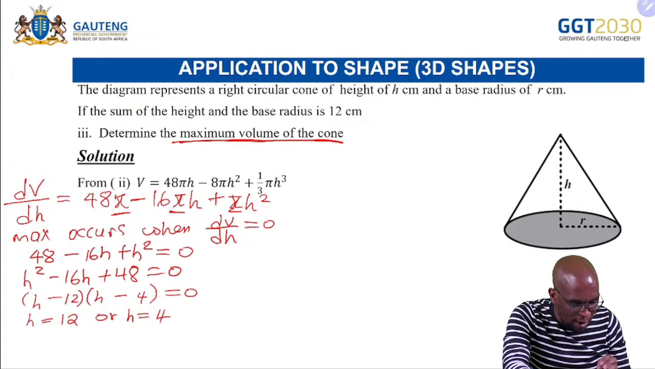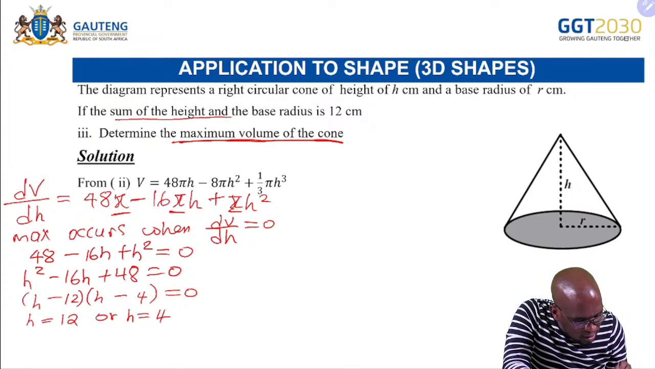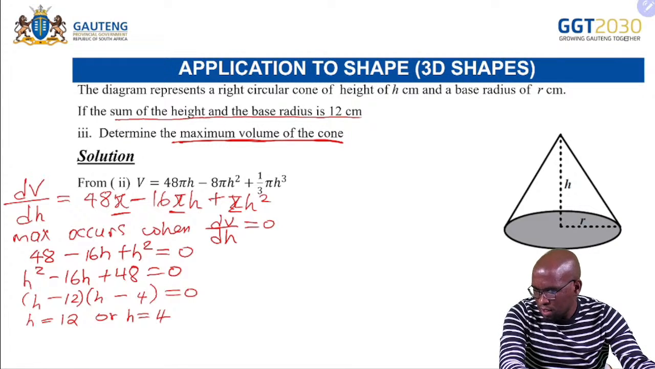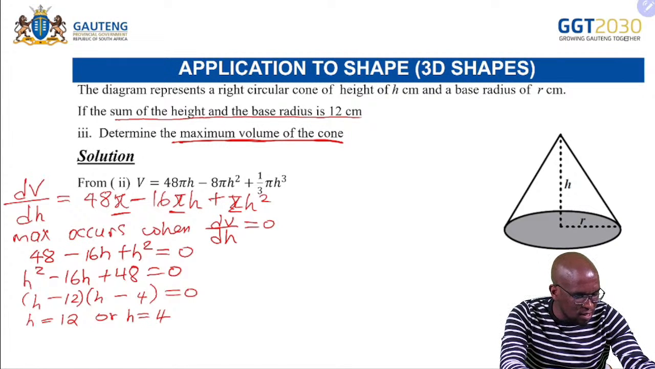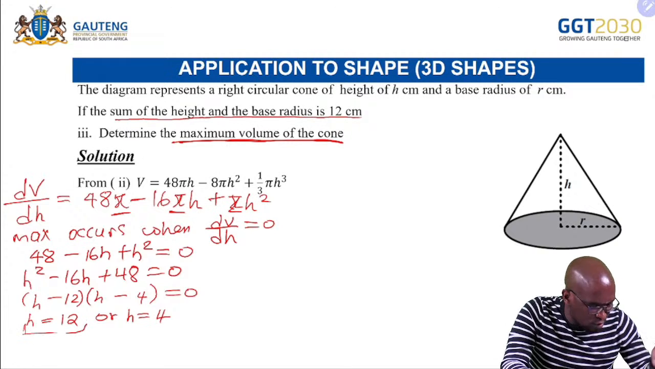However, if we go back and check here, they said the sum of the height and the base radius is equal to 12. So h on its own cannot be equal to 12.